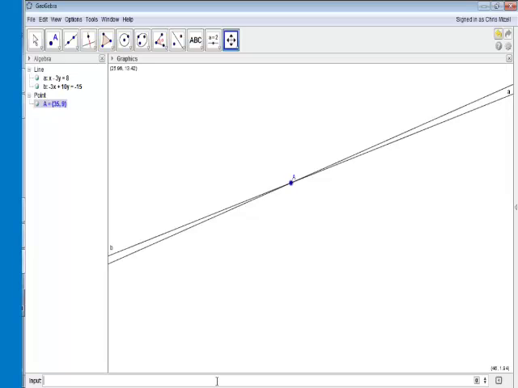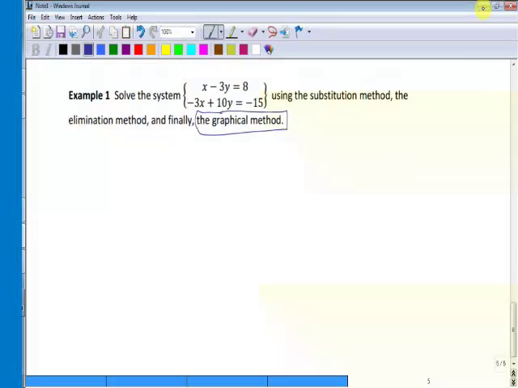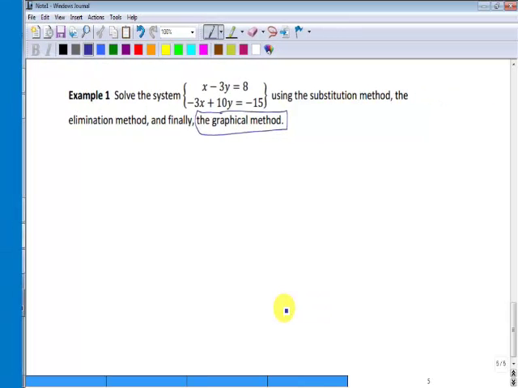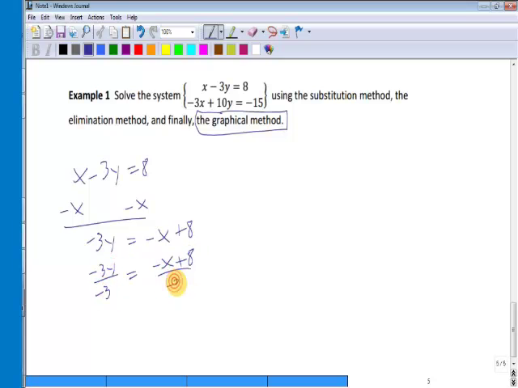Hopefully it won't seem awful, but using the graphing calculator, and I'll fire that up too. Oh, there it is. It's already awake. Using the graphing calculator, we have to solve these for y. If we want the calculator to graph them in function mode, we have to solve them for y. So we take x minus 3y equals 8, subtract x, negative 3y equals negative x plus 8, divide both sides by negative 3, y equals negative x divided by negative 3 plus 8 divided by negative 3, y equals 1/3 x minus 8/3.